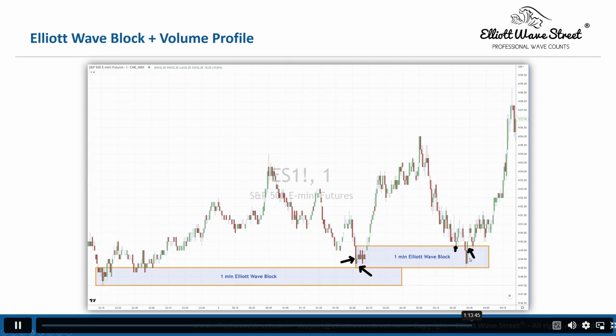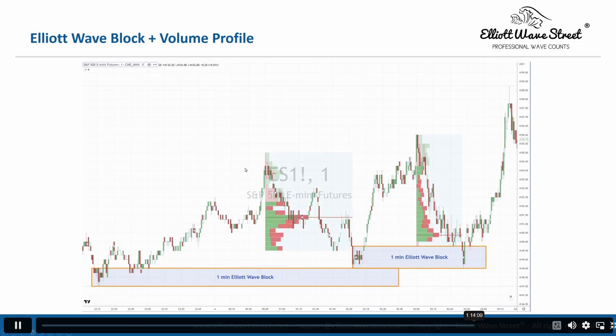Then there was another entry that actually was better. Look, the price moves inside the Elliott wave block, and then we have the candle closing at the other side. Fantastic, right? And from there, the price moves up. Of course, there are going to be home runs. Of course, there are going to be trades that don't work, right? Of course. Now let's add the profile into the narrative.